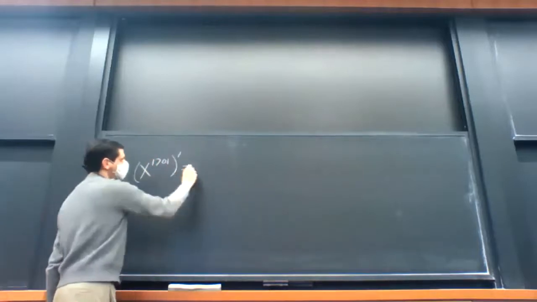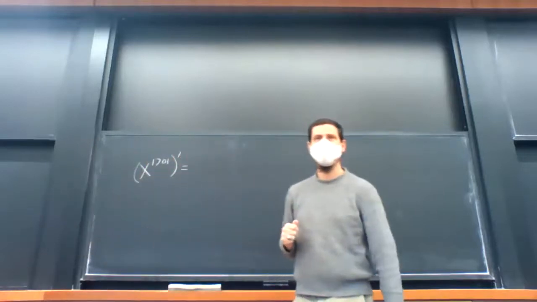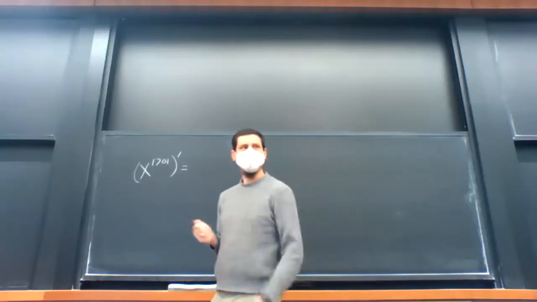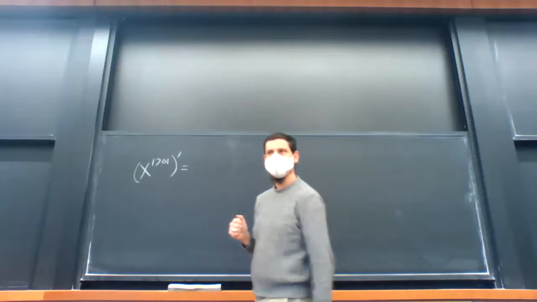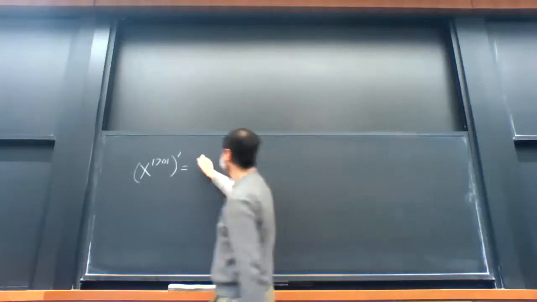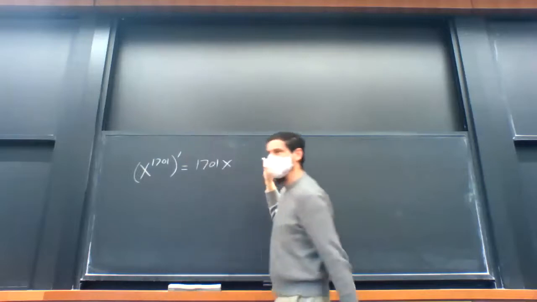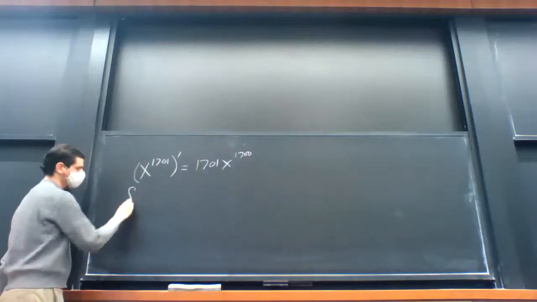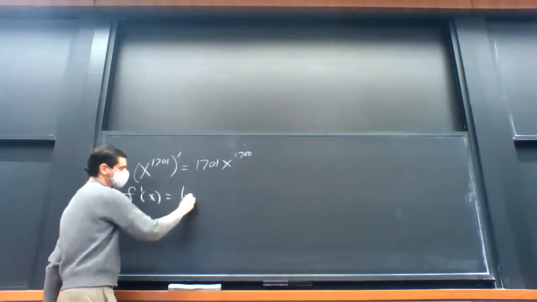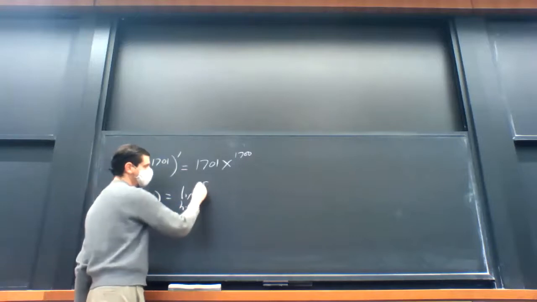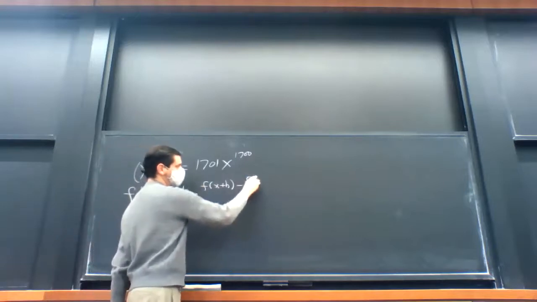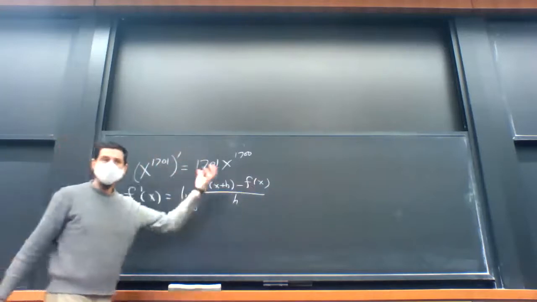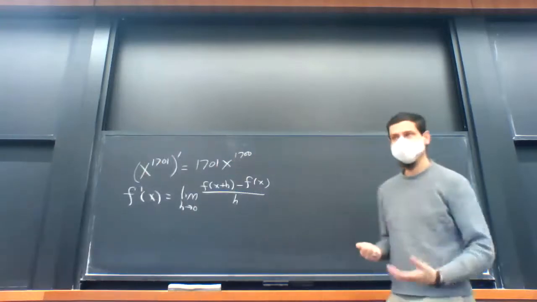Has anybody ever taken the derivative of this function before? What's the derivative? 1700x. So you did not need to go back to the definition of the derivative. f prime of x is the limit as h goes to 0 of f of x plus h minus f of x over h. And then put in what f of x is, expand. Once we prove that formula, we can just use it.